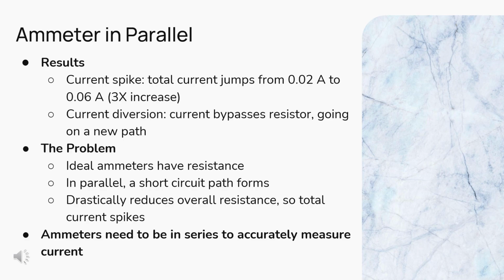So when you put emitters in parallel, the results are that there's a huge current spike and there's like a 3 times increase, and the current bypasses the resistor and goes on a new path. So the problem is that ideal emitters have resistance in parallel, a short circuit path forms, and this drastically reduces overall resistance, so the total current spikes. And basically, emitters need to be in series to accurately measure the current.